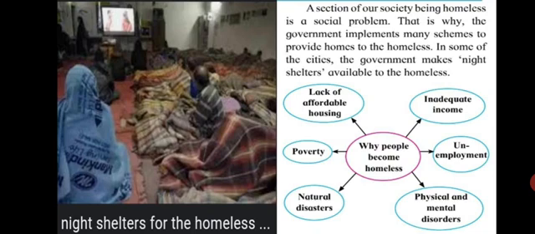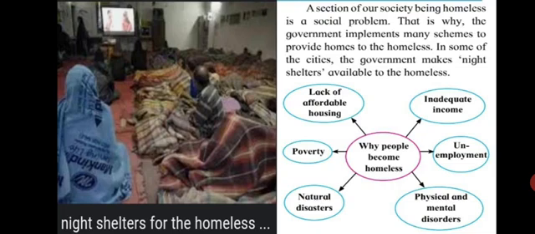A section of a society being homeless is a social problem. That is why the government implements many schemes to provide homes to the homeless. In some of the cities, the government makes night shelters available to the homeless. So you can see in the picture how a night shelter is provided to the homeless people.